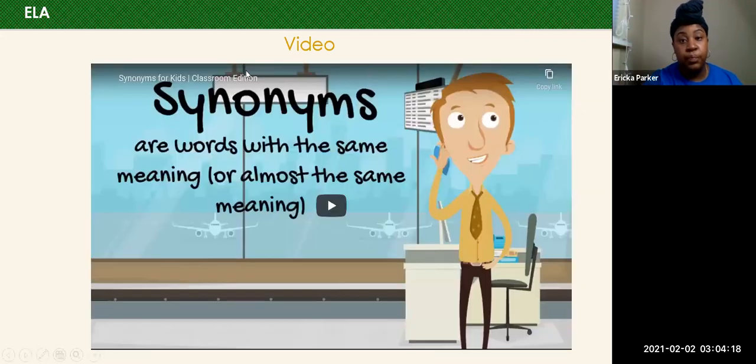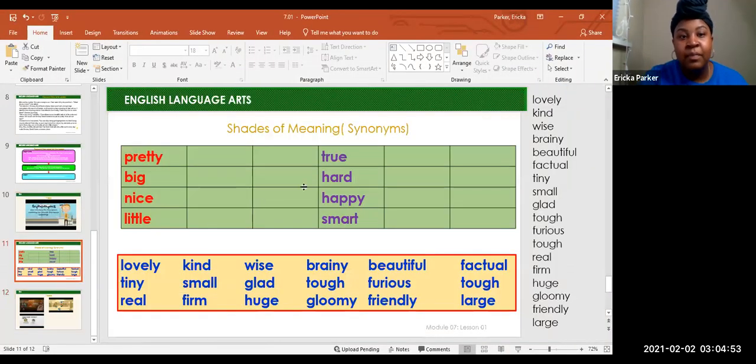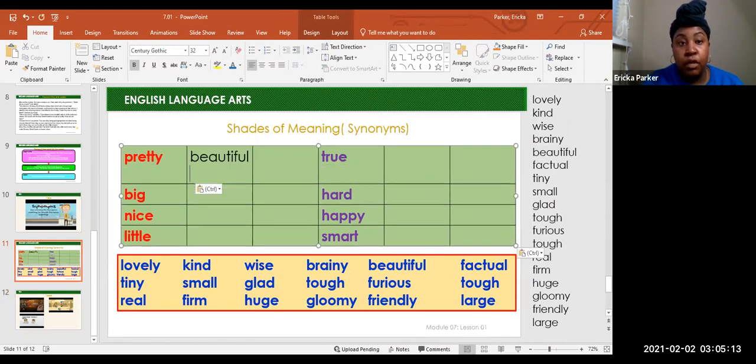All right. So now that we've gotten that done, let's go through and start talking about what they call in our Canvas lesson the shades of meaning. A synonym is a word that has the same meaning. So for example, for pretty, what's the synonym? I would say that is beautiful.